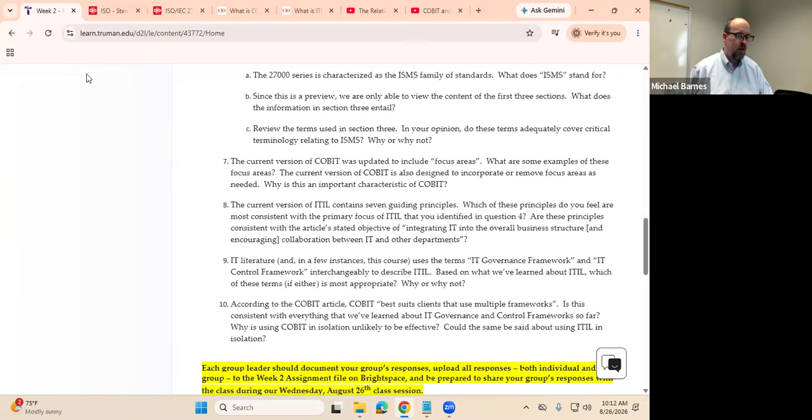Okay. So if that's the case, why is using COBIT in isolation unlikely to be effective? It just says no single framework covers every part of IT governance, risk, control, security, and service management. Using COBIT in isolation is unlikely to be effective because COBIT is a high-level governance and control framework. Great answer. So, Cora, I'm going to give you the last question. It's a much simpler answer. Could the same thing be said about using ITIL in isolation? Okay, I thought you were just going to say yes, but that was actually a good definition. Well done.